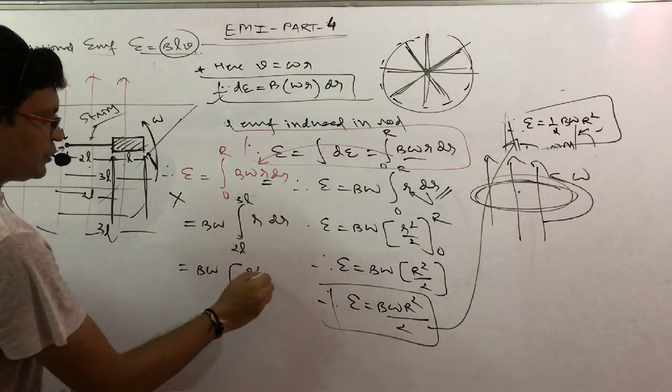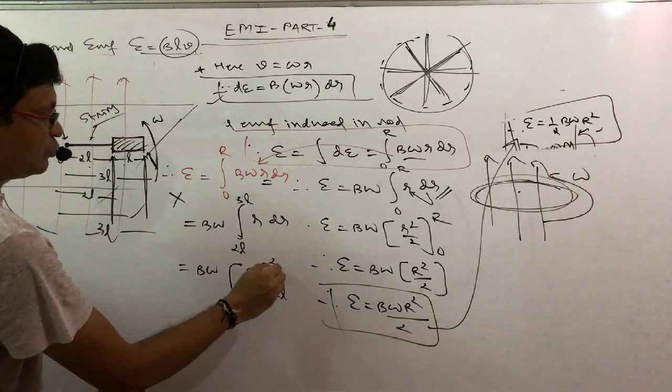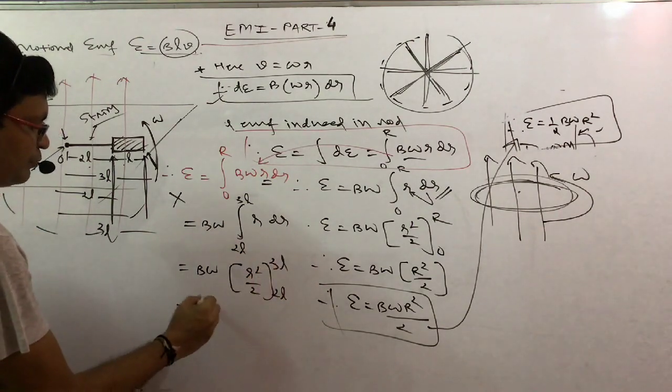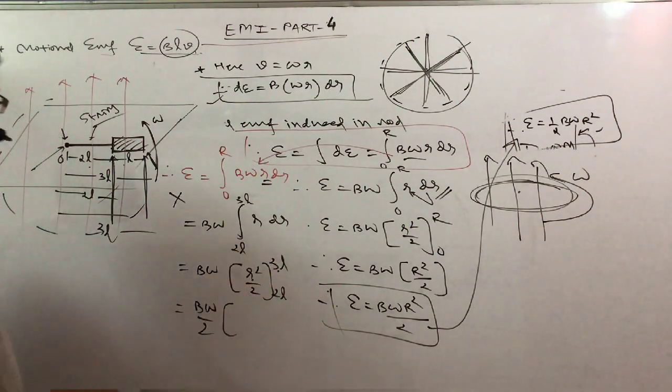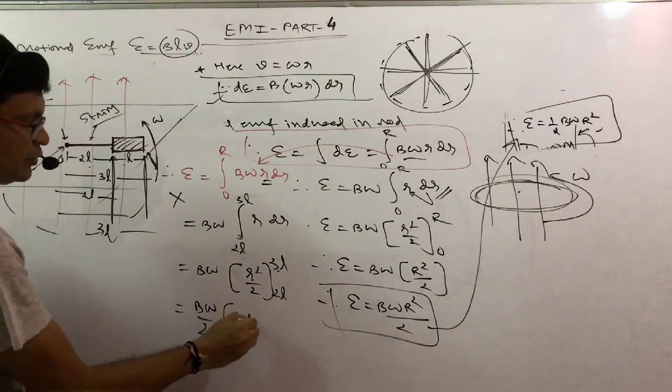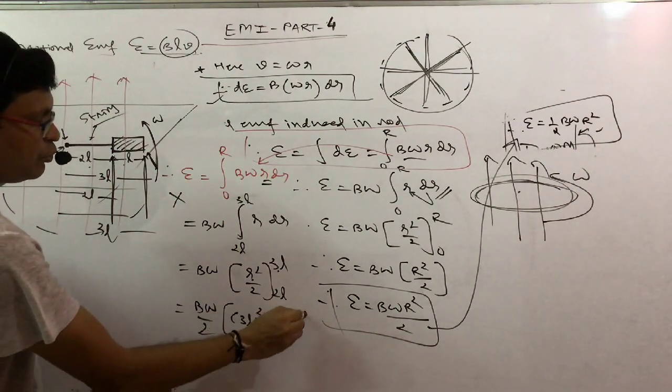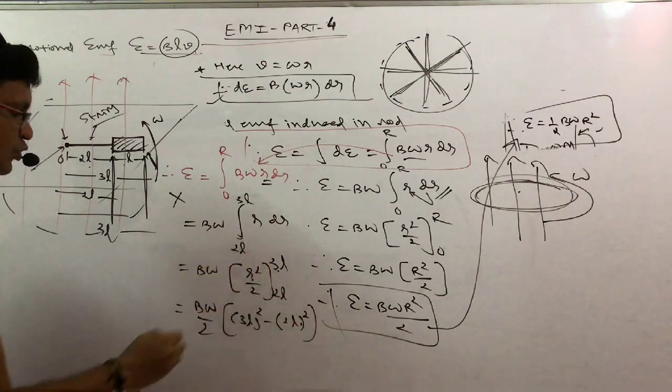So what is the integration? R square by 2, from 2L to 3L. So B omega by 2 instead of R square. Here 3L the whole square minus 2L the whole square. Upper limit minus lower limit.